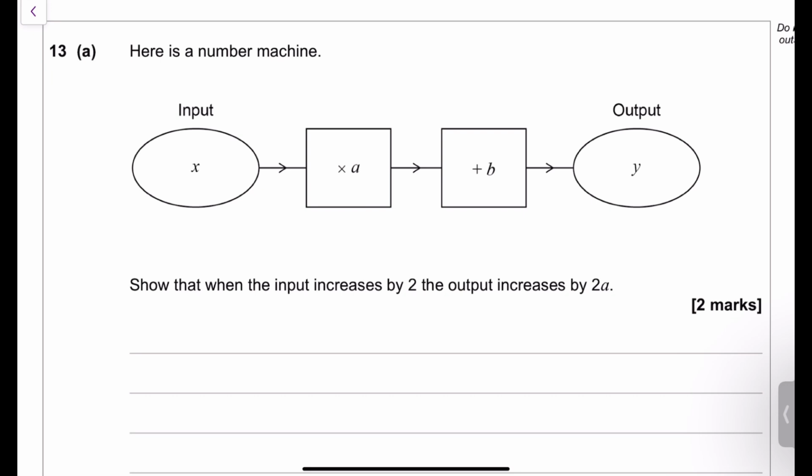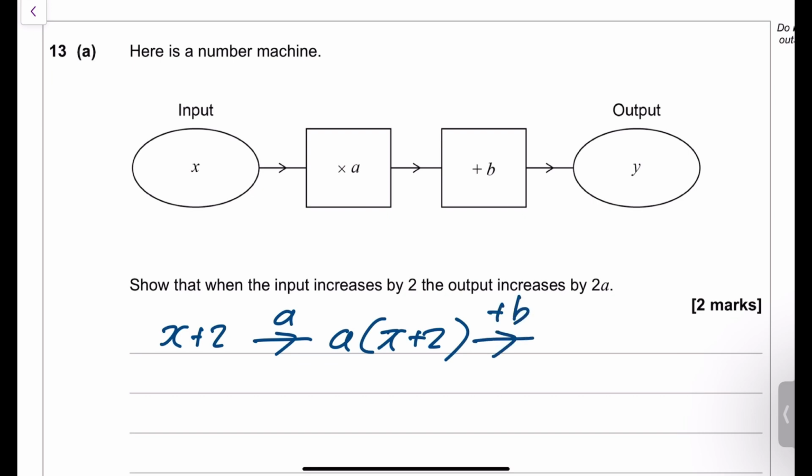Right, well then we'll put in x plus 2. What happens is I multiply by a, so it goes up to a times (x plus 2). And then on the next wee thing, we add on b, and that will give you a times (x plus 2), plus b. Let's work that out. That's ax plus 2a plus b.